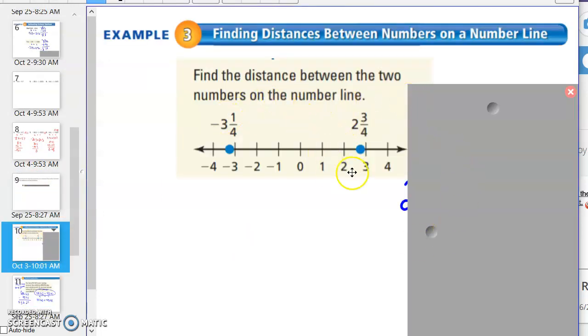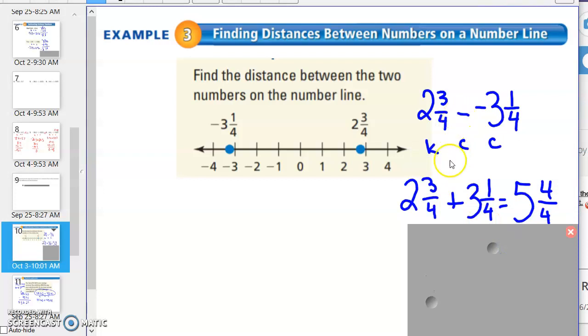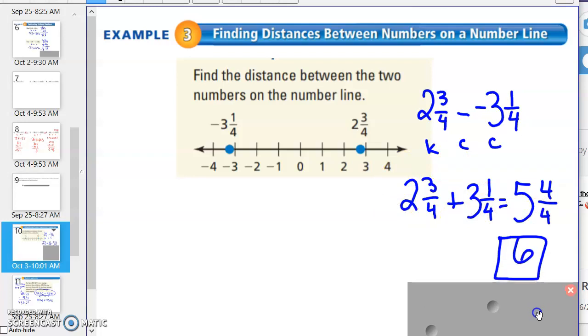So finding the distance between these two numbers, how I always do it is I take the higher number minus the lower number. So that's going to be 2 3/4 minus negative 3 1/4. Keep, change, change means 2 3/4 stays the same. Change the minus to a plus, and the opposite of negative 3 1/4 is positive 3 1/4. These have the same signs, so I add and keep the same sign. That gives me 6. But had these both been negatives, my answer still has to be positive because remember, distance is always positive.